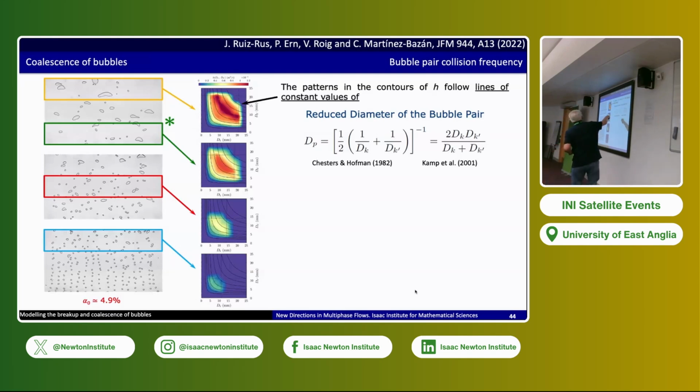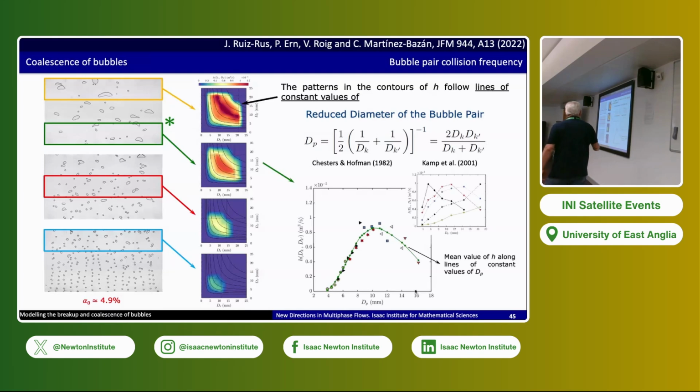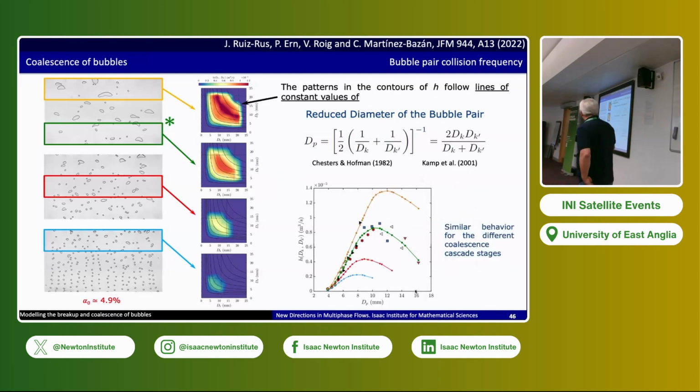So we have that the collision or the coalescence frequency is just a function of this reduced diameter. In fact, when we plot all these curves versus dp, this equivalent diameter, all the data collapses on the same curve, and it's the same behavior. This one is for that position, but if we go to the other positions, we get the same results.